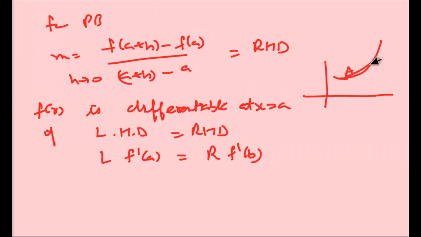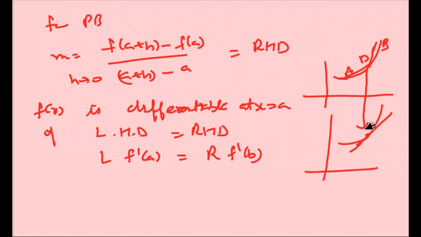A, P, P, B. If both slopes are equal, then what happens? This will be a tangent. The angle will reduce to 180 degrees. So if LHD equal to RHD, both slopes are equal, then this angle will be 180 degrees, so this will be a tangent. So for a tangent, it should be LHD equal to RHD at this point. Understand?